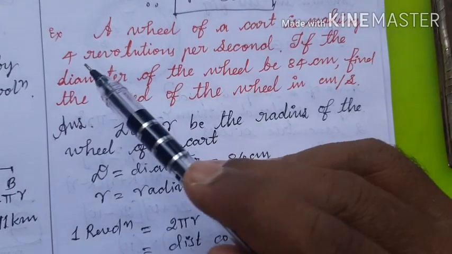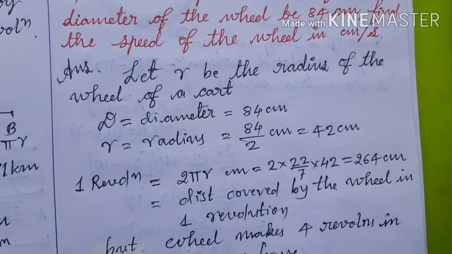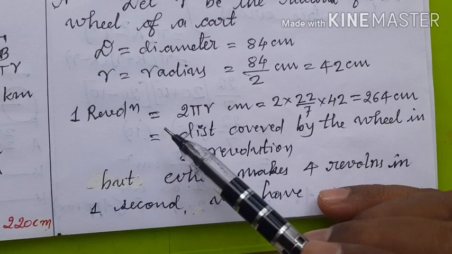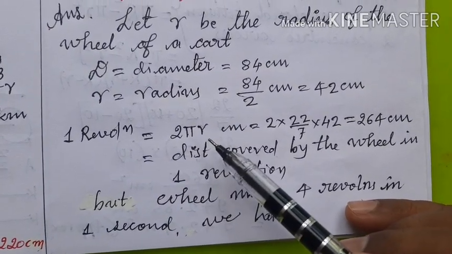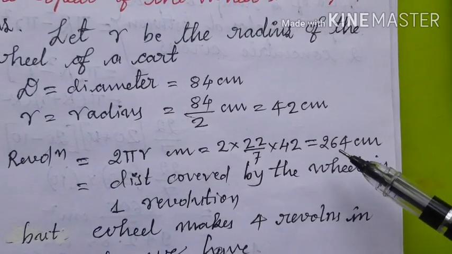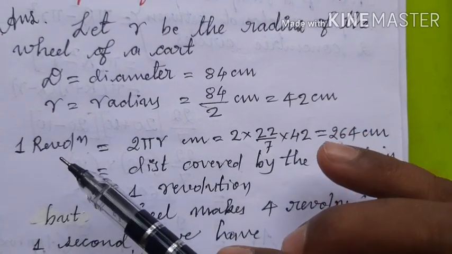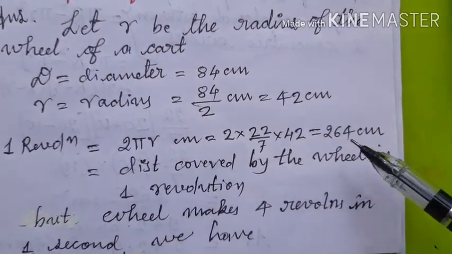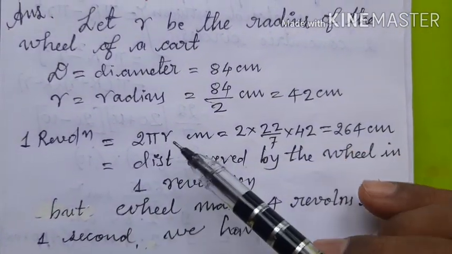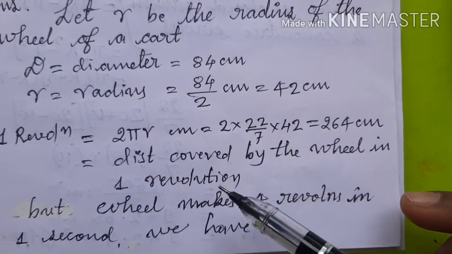But let us analyze this properly. In 1 second it makes 4 revolutions. Now let us find the distance covered by the wheel in 1 revolution. So 1 revolution is equal to 2 pi r centimeter. So it is 2 into 22 by 7 into 42 is equal to 264 centimeter. Therefore children, in 1 revolution the wheel moves 264 centimeter. So 1 revolution is equal to 2 pi r, and that is equal to distance covered by the wheel in 1 revolution.